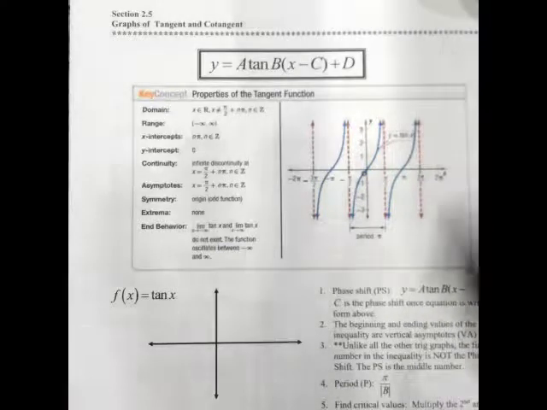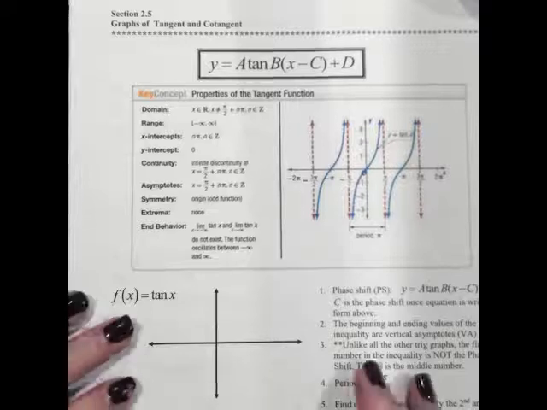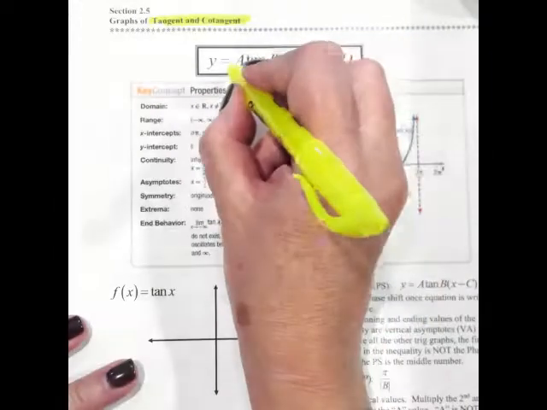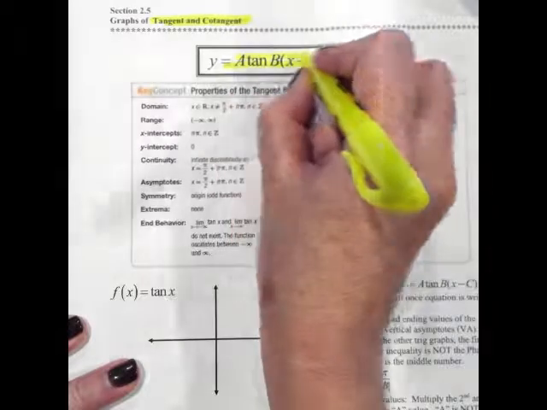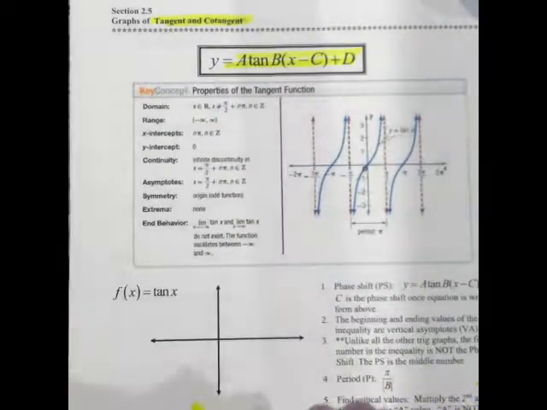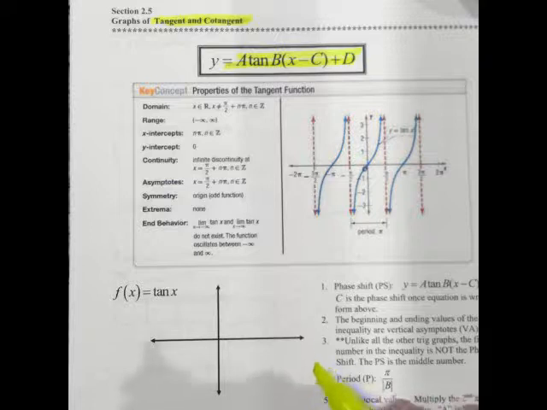So for section 2.5, just a reminder, we are skipping over a couple sections. We are going to talk about how to graph tangent and cotangent, the last two trig functions. So again, we still identify the transformations for tangent and cotangent very similar to the way that we identify the transformations to sine, cosine, secant, cosecant.